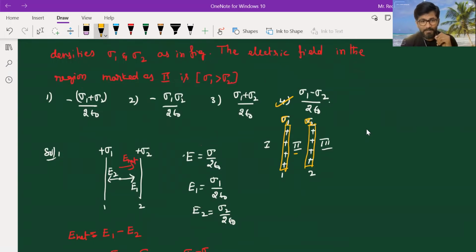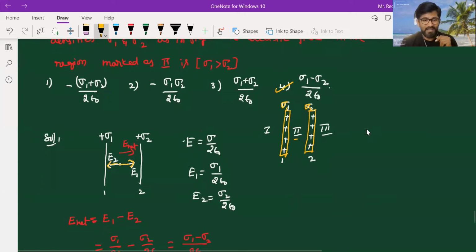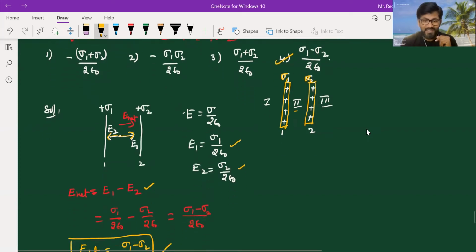Now you can observe that in this region, to find the electric field, we have to understand that because of this positively charged sheet, the field will be radially outward in this direction, and because of the second sheet, the field will be in this direction. But because sigma 1 is greater, E1 will be greater. So the net field in this region is E1 minus E2, where E1 is sigma 1 by 2 epsilon naught, and E2 is sigma 2 by 2 epsilon naught. Is this clear, guys?